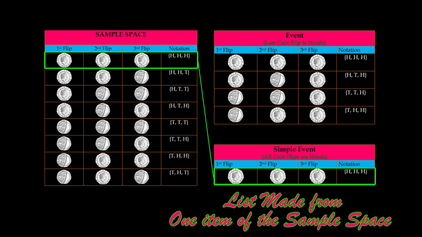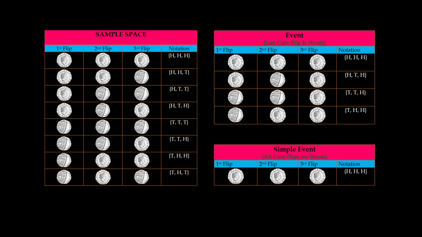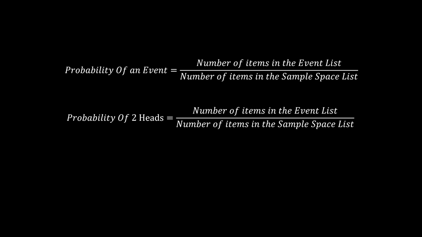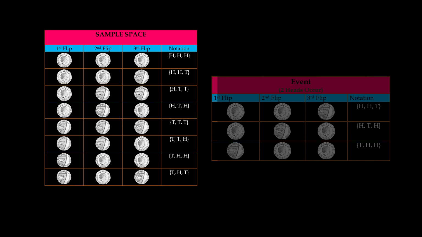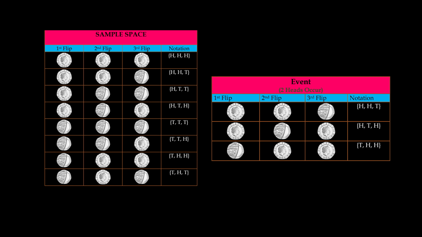Let's try to find the chances or the probabilities of some of these events. A probability can be found by taking the number of ways an event can occur and dividing by the total number of items in the sample space. Let's find the probability that we will get 2 heads in our 3 coin flips. Let's find all the ways 2 heads can occur in our sample space and put them in a list called an event.